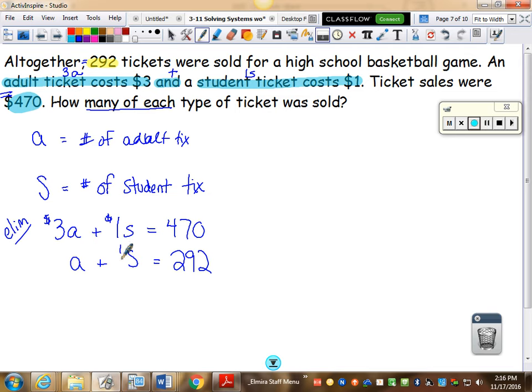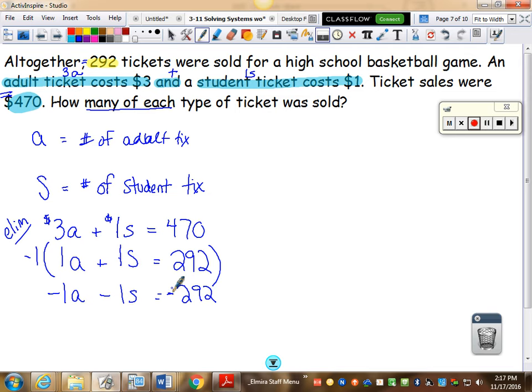Now, remember there's invisible ones here. What I need is for the coefficients to be the same number. Got a 1 here, got a 1 here, got that. But opposite signs. These are not opposite signs. They're both pluses. Well, if I multiply this entire equation by -1, I can make that +1 into a -1. So I'm going to make that -1A minus 1S equals negative 292.